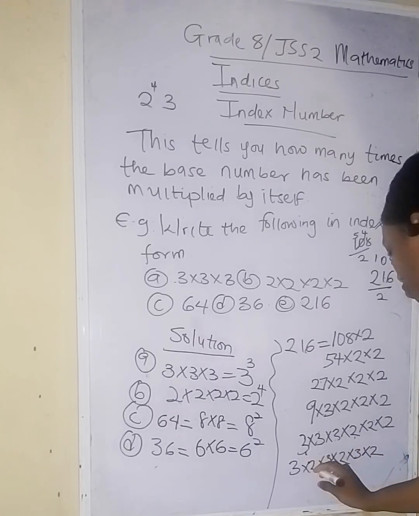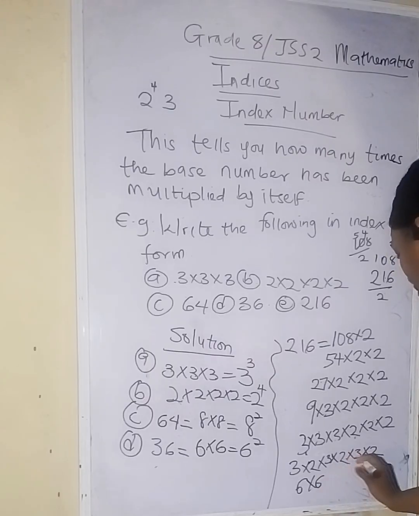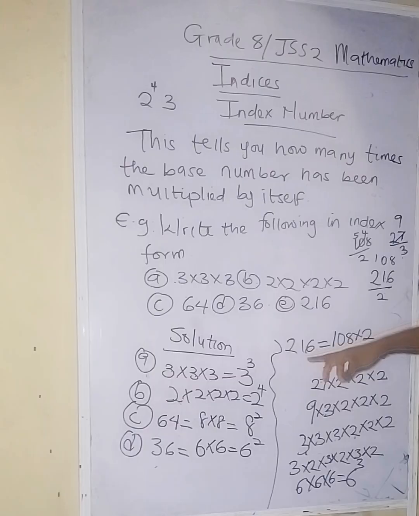Okay, 3 times 2 is what? 6. Times 3 times 2 is what? 6. Times 3 times 2 is what? 6. Good. So 6 appears how many times? 6 appears 3 times. So 6 raised to power 3 will give us 216. I'm sure you understand the way we break it down now. So that is how to solve a question like this.